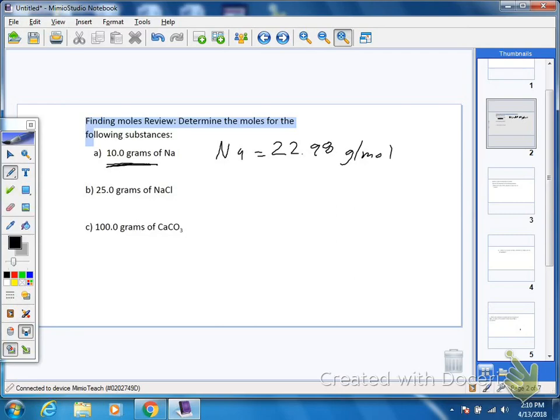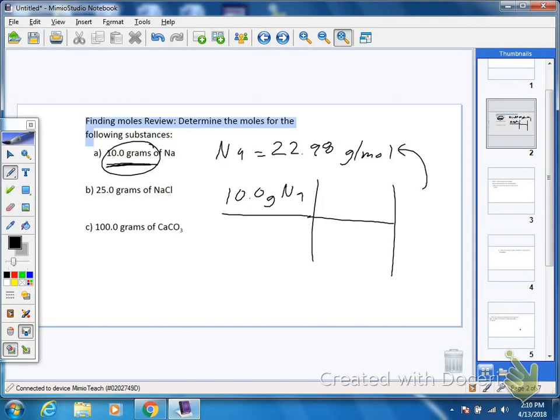So what we want to do is change this 10 grams into moles. We take 10 grams of our sample, and our conversion ratio is right here. But we've got to make sure the units are in the right spot. This says grams of sodium, so the grams of sodium need to be down here so that they can cancel out. Up here needs to be moles, so that would be 1, and down here would be 22.98.